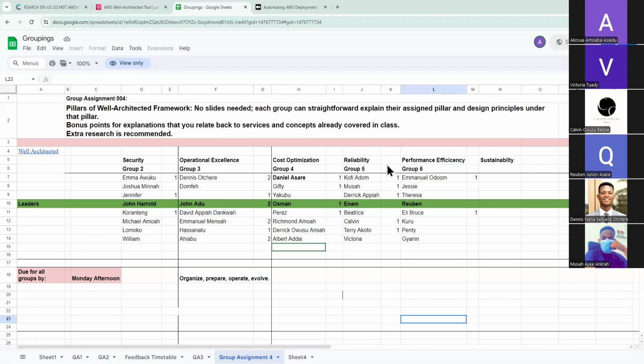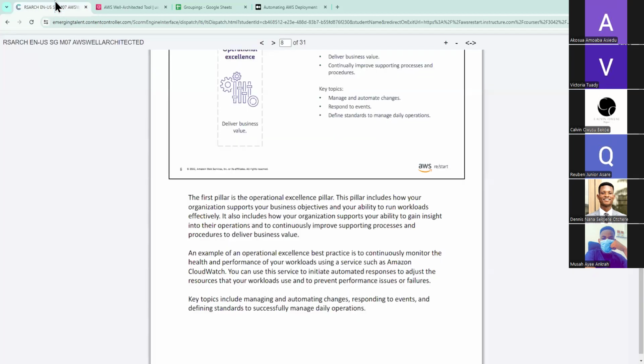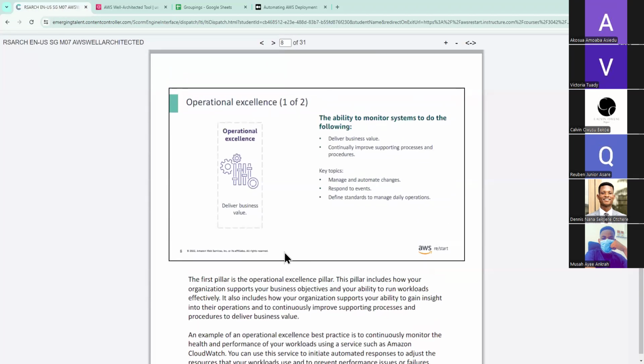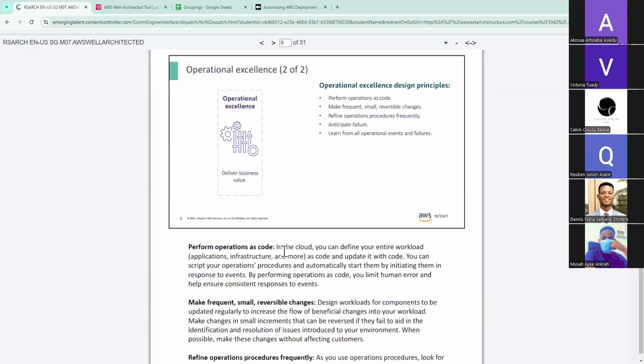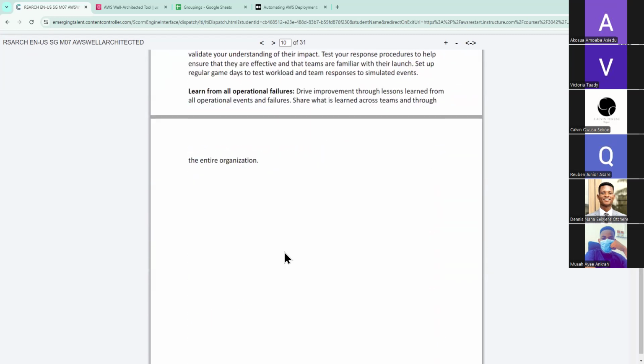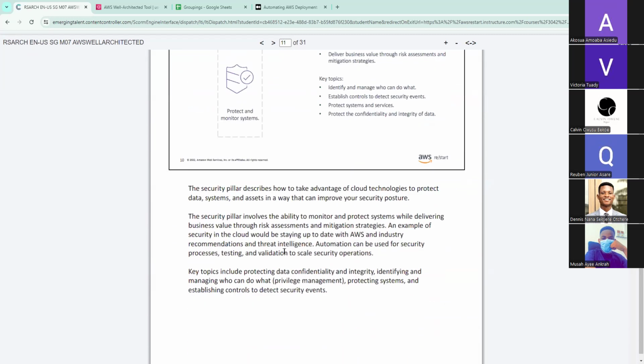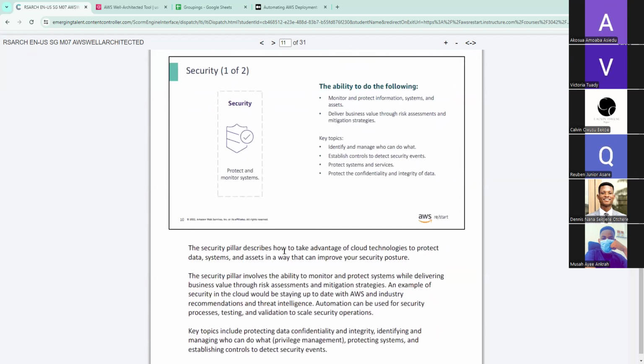Thank you, Dennis. That's a really excellent delivery. And thank you to group 3. So we know what operational excellence is now. What is the next one? Security. I believe for security you would be able to go quicker because we had one whole week of security. John Harold, is that your group? You can take over. Sure.